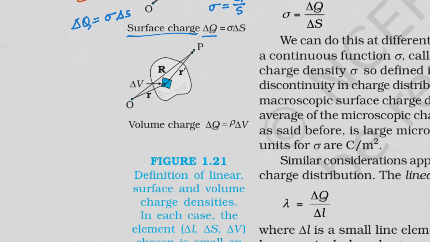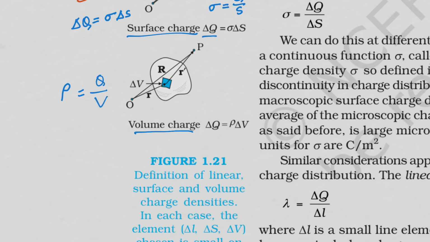And finally we have volume charge. Just think about a volume, maybe a sphere, a solid sphere which is not hollow. The amount of charge Q on that sphere is distributed throughout. So rho is the charge distribution throughout the volume, and this is actually total charge divided by the volume.